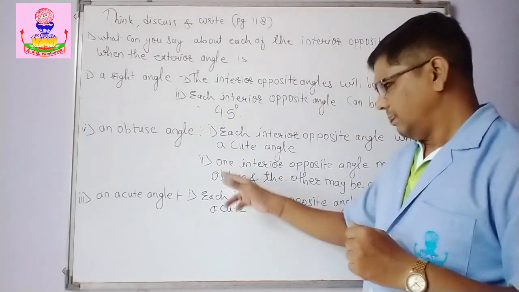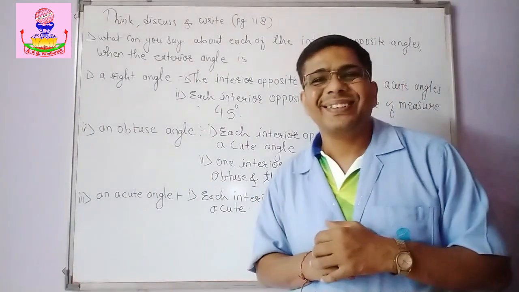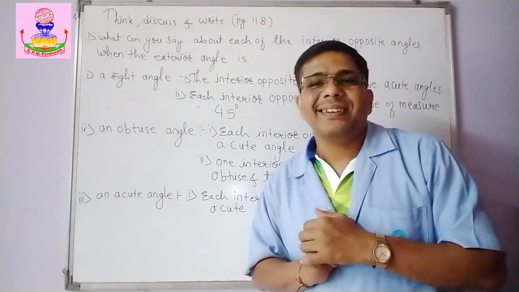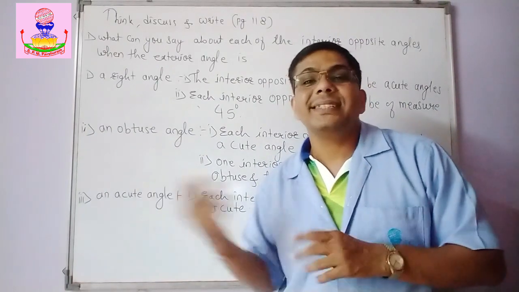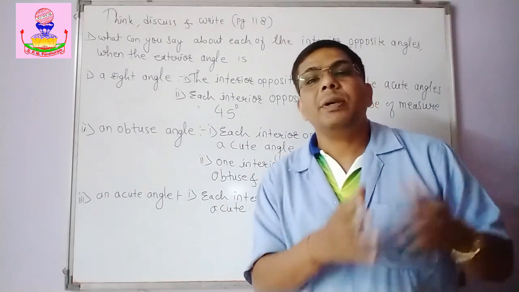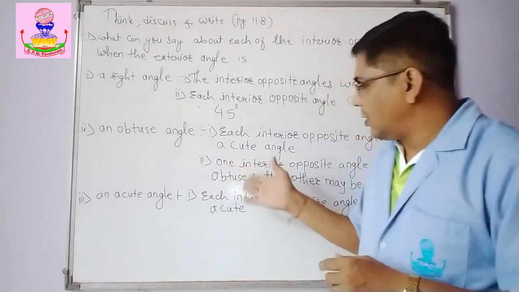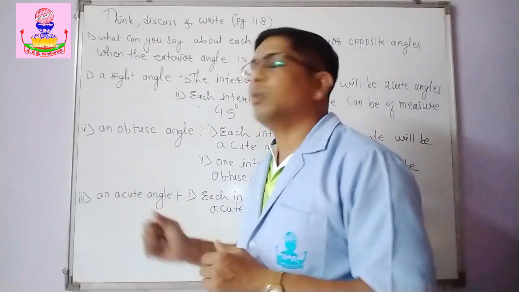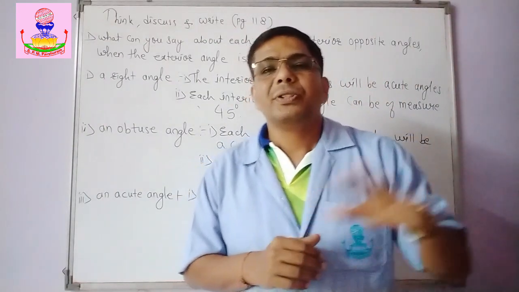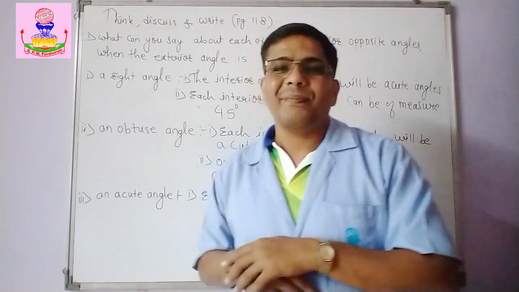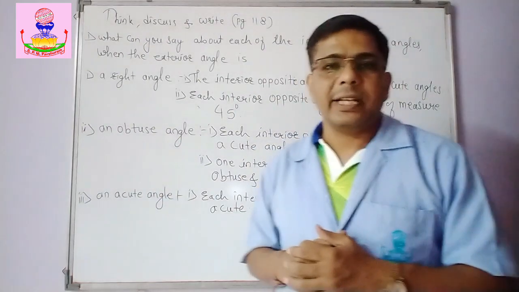And second condition, one interior opposite angle may be obtuse and the other may be acute. For example, one may be 100 degrees and the other 20 degrees. So one is obtuse, the other is acute. Or one may be 110 and the other 10 degrees. That can also happen. And the third possible case, acute angle. If it is an acute angle, both are going to be acute. For example, if the exterior angle is 70, both are going to be acute: 30 and 40, or 20 and 50. So you should know this, and I hope you will take this down.